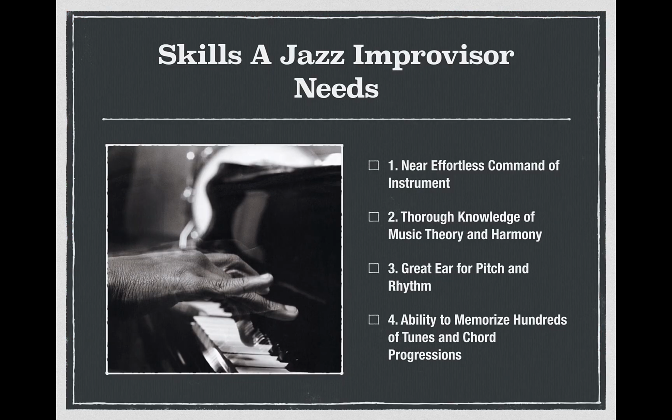Now, when you listen to a jazz improviser just making things up off the top of his head, they are very skilled. And these are some things that a jazz improviser needs. One, a near effortless command of the instrument. They really are trained on their instrument and they know that instrument well. Two, the jazz musician has a thorough knowledge of music theory and harmony. Nobody is ever just flying blind. They're absolutely aware of how chords work, how they move, and especially really advanced chords.